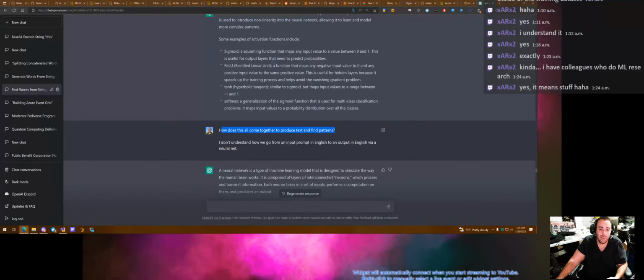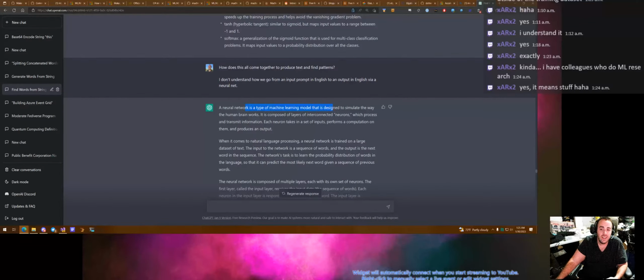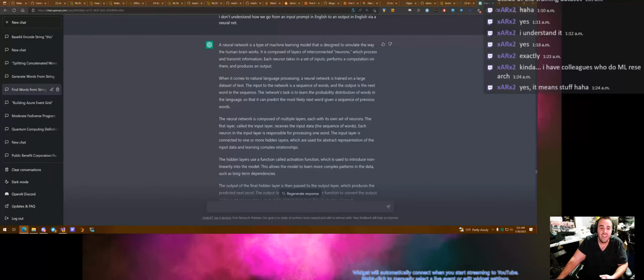And I said, I don't understand how we go from an input prompt in English to an output in English via a neural network. And then it starts telling me it's designed to simulate the way the human brain works, all the high level nonsense that they gloss over. I could have read this in a CNN article or something. Interconnected neurons that process and transmit information. Gee, thanks. That's not really helpful. None of that is telling me anything except neurons take in a set of inputs, perform a computation, and produce an output. Not helpful.